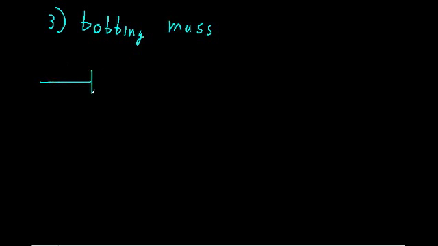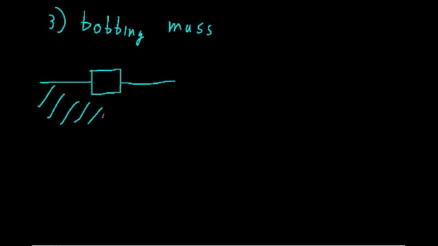Welcome back. We're still going over different examples of systems that demonstrate simple harmonic motion. Let's take a look at another example: a mass that is bobbing up and down in a fluid. Let's say we have a nice fluid and we're going to put a little block in it. The block is going to be partially submerged.